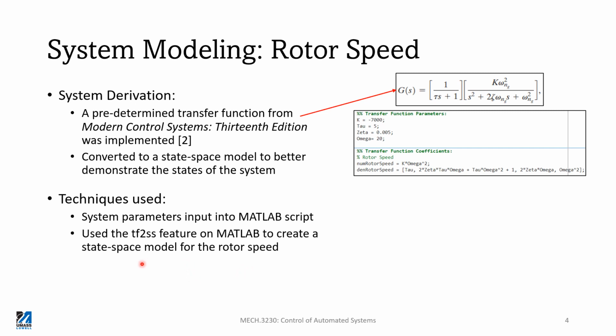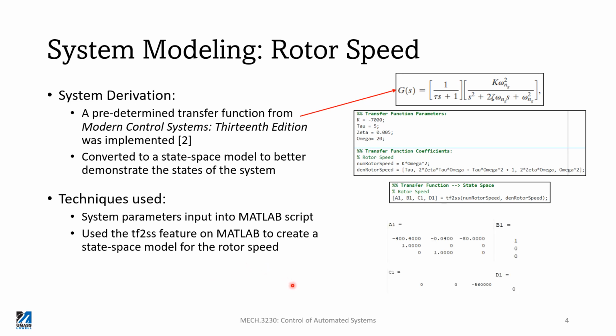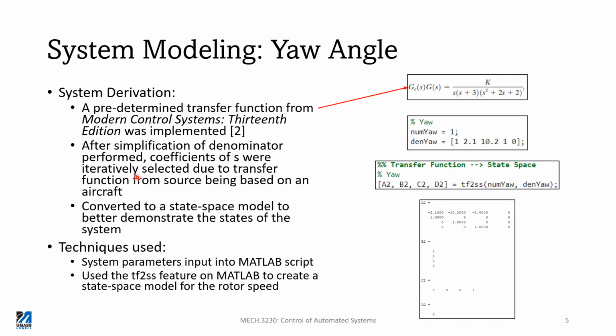We also used the transfer function to state space feature on MATLAB to create the state space model for the rotor speed, which can be seen here. And of note, the three states of this system are pitch angle, generator speed, and rotor speed. For the yaw angle, a very similar approach was used. Of note, this was based on an aircraft system, so it was simplified accordingly to better suit a wind turbine. And as can be seen here, we have four states, but the yaw angle is the only state of interest.